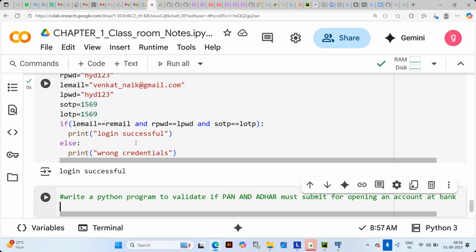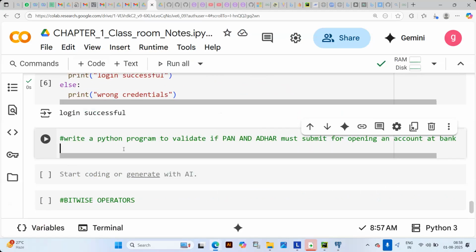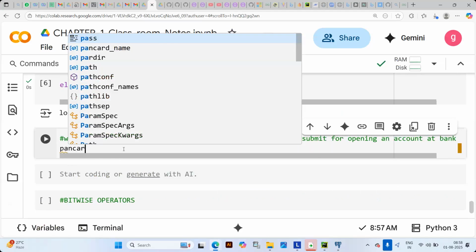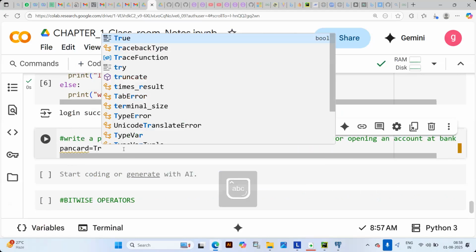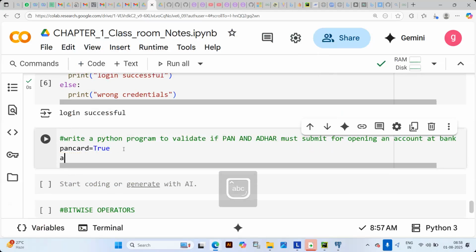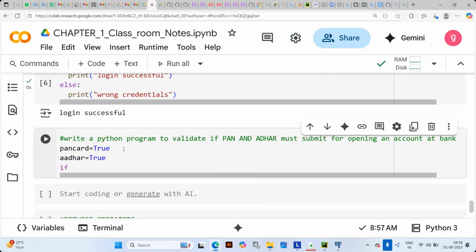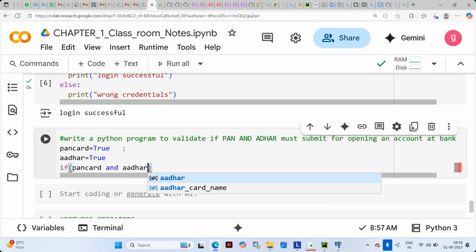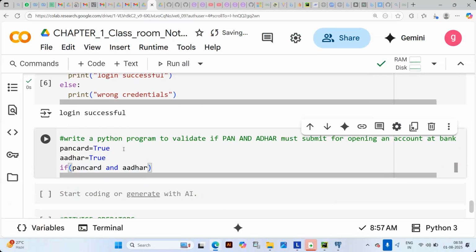Can you quickly write a program, someone? Take valid values: if the person has submitted a PAN card, I'll take it as true. If the Aadhaar has been submitted, I'll take it as true. Now what is the condition we are supposed to write? If PAN card and Aadhaar, absolutely, I can say what?